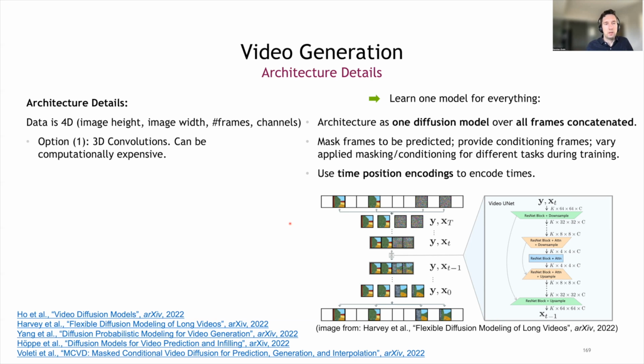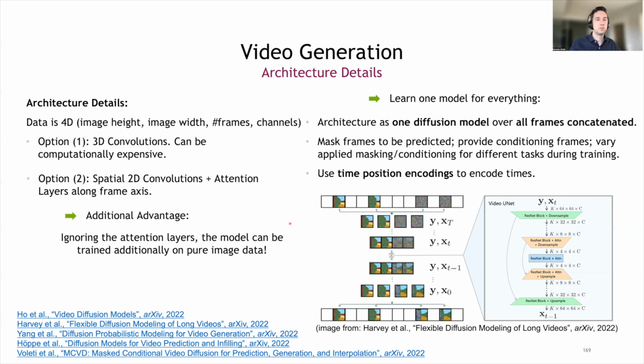So how can we deal with that? One way is to now use 3D convolutions instead of 2D convolutions, to run convolutions over height, width, and the frames. This can be computationally expensive. Another option is, for instance, to keep spatial 2D convolutions and use attention layers along the frame axis. Some papers do that. This has the additional advantage that, ignoring those attention layers, the model can be trained additionally on pure image data, which is kind of nice.